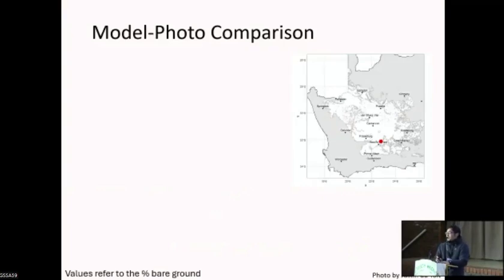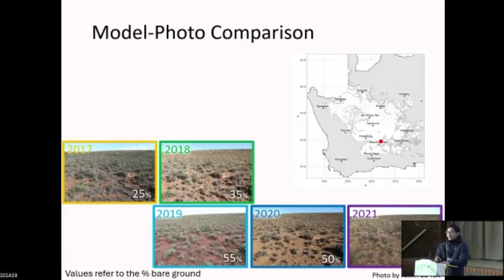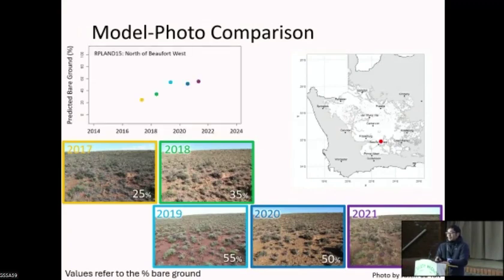And also I can check the accuracy of my model by comparing to Justin's photo set. He has visited this particular site 5 times since 2017. When I compare with my model, these points are the bare ground estimates from photos, and these lines are the predictions by the model. The agreement is not 100% perfect, but at least it's following something.